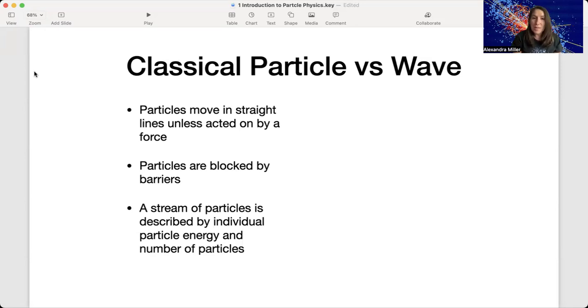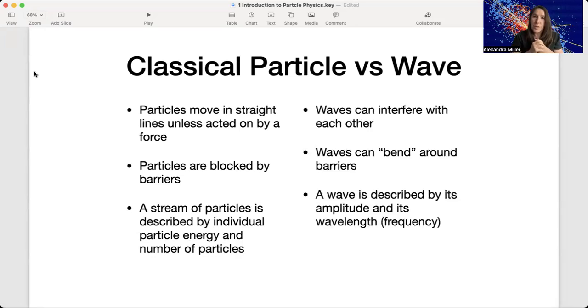Particles are going to be blocked by barriers. They can't go through them. And if there's a hole in such a barrier, they're going to go straight through that barrier and keep moving in a straight line, again, unless there's some external force acting on them. And the way we mathematically describe particles is, if we have a stream of particles, we would describe that stream by some individual particle number, and each particle can have its own particle energy. And so we think about these discrete objects when we think about particles.